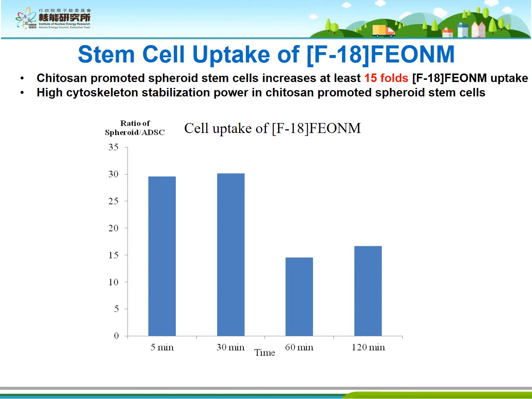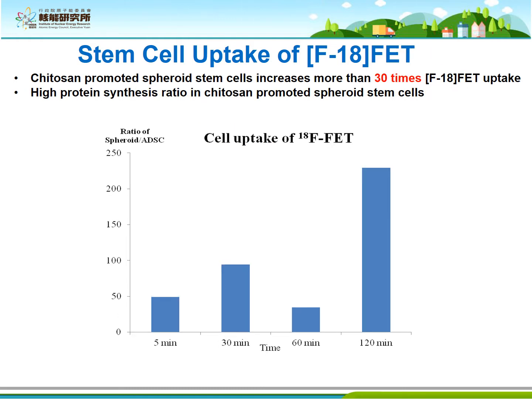The stem cell uptake of fluorine-18 Feon. Chitosan-promoted spheroid stem cells increases at least 15-fold, which represents high cytoskeleton stabilizing power in chitosan-promoted spheroid stem cells. Stem cell uptake of another PET imaging agent, fluorine-18 FET. Chitosan-promoted spheroid stem cells increase more than 30 times. This represents high protein synthesis ratio in chitosan-promoted spheroid stem cells.